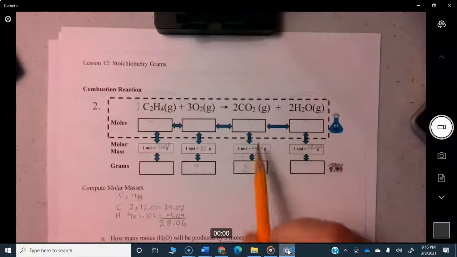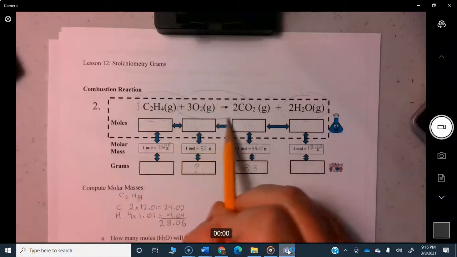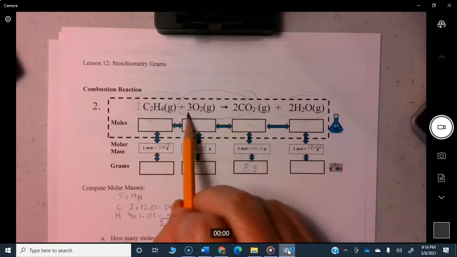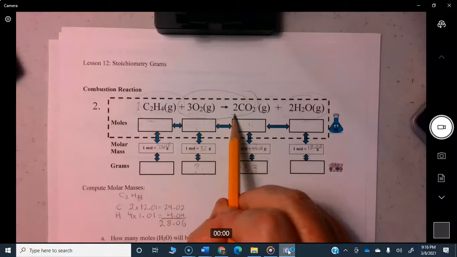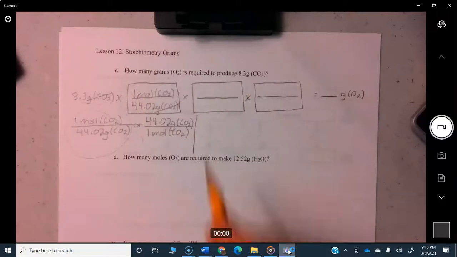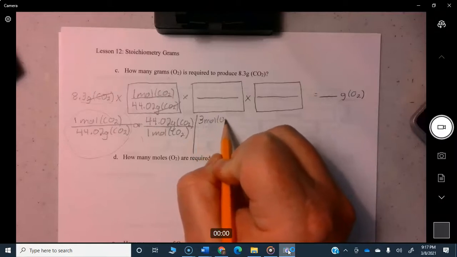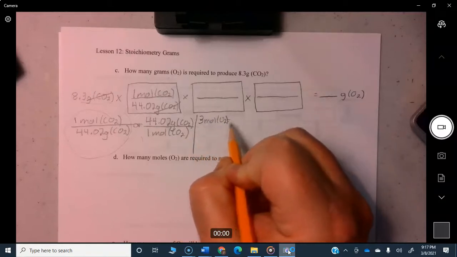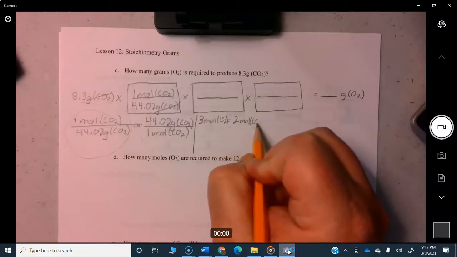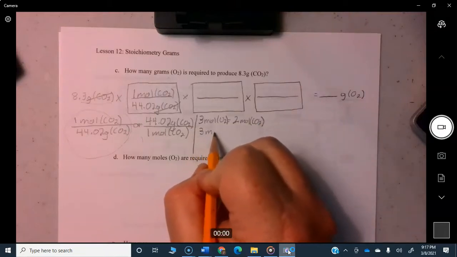So now we need to get from CO2 to oxygen. We need to move over here. So the relationship is this one right here. There's 3 moles of oxygen equals 2 CO2. In other words, if you put in 3 moles of oxygen, you're going to come out with 2 moles of CO2. So those two are going to be equal. There's the equation. We'll do the ratio.